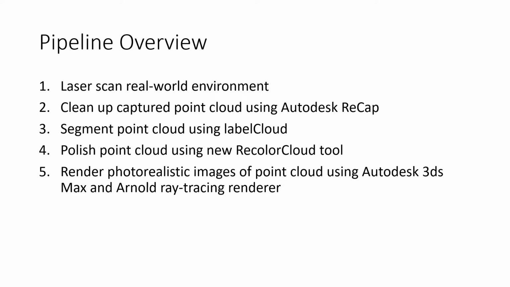Our pipeline is detailed as follows. The first step is to obtain a real-world location as a laser scan. Following that, we clean up the captured point cloud utilizing tools such as Autodesk Recap. Then we segment the point cloud utilizing Label Cloud. We then polish the point cloud utilizing our new application, Recorder Cloud. And finally, we render our photorealistic images utilizing Autodesk 3ds Max, with the Arnold ray tracing renderer.